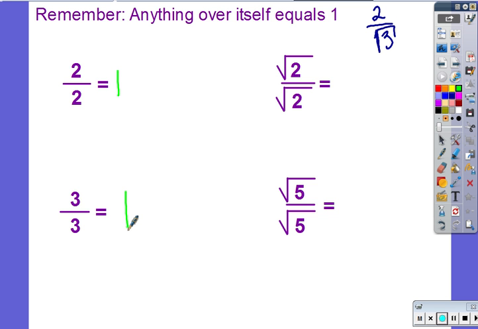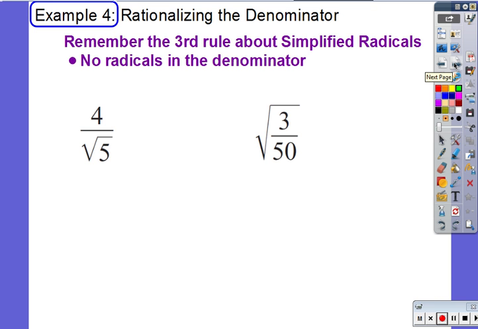And this is what our special ones are going to look like: square root of 2 over square root of 2. We know that's just a 1, so if we multiply something by that, we're only changing the way it looks. We're not actually changing the value. So let's look at when we would have to use this.